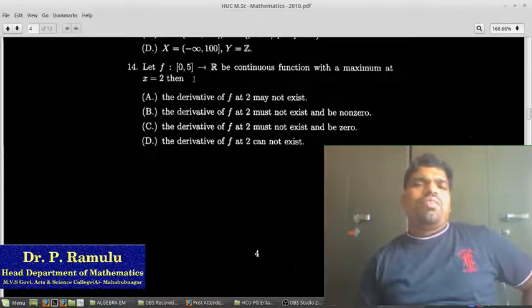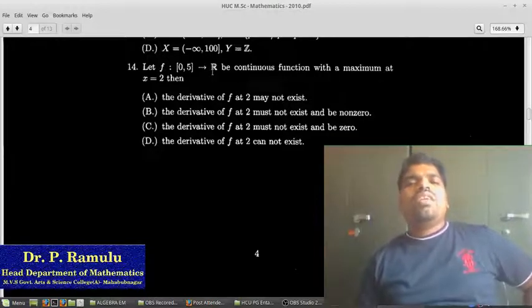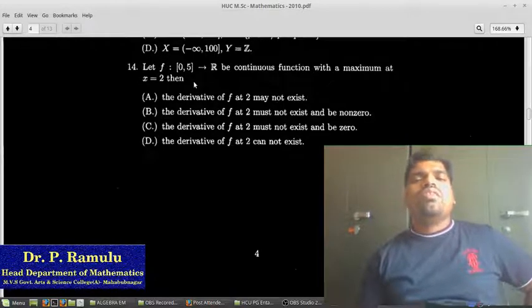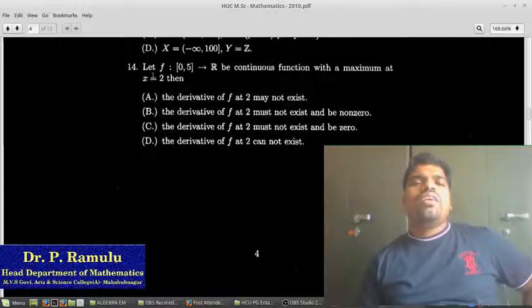If the function f from [a,b] is continuous with maximum at a, then the derivative of f at a may not exist. So already we learn in real analysis. 2 వద్ద f యొక్క అవకలనము వ్యవస్థం కాకపోవచ్చు అన్నమాట. ఆన్సర్ అనేది ఏ అనేది కరెక్ట్ అవుతుంది.